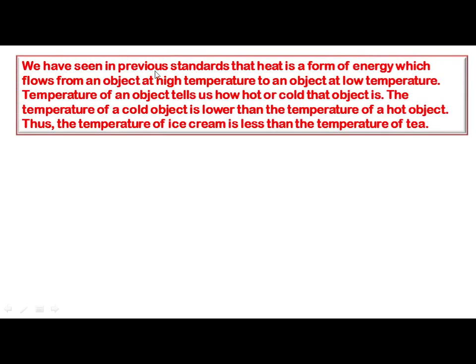We have seen in previous standard that heat is a form of energy which flows from an object at high temperature to an object at low temperature. Temperature of an object tells us how hot or cold that object is. The temperature of a cold object is lower than the temperature of a hot object. Thus, the temperature of ice cream is less than the temperature of tea.